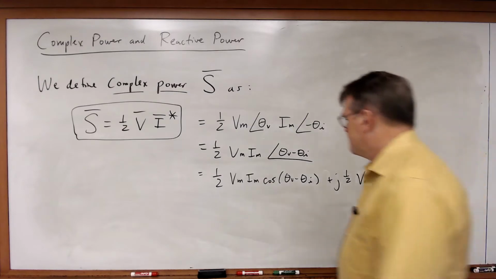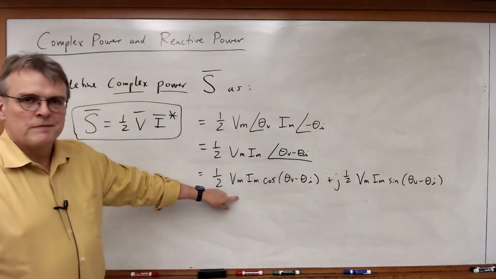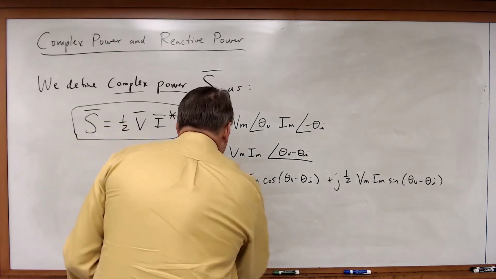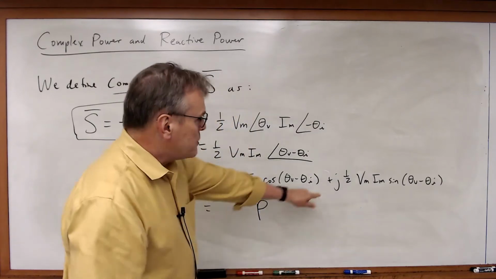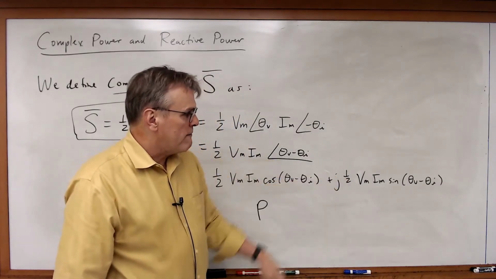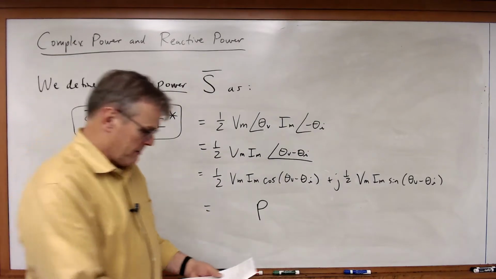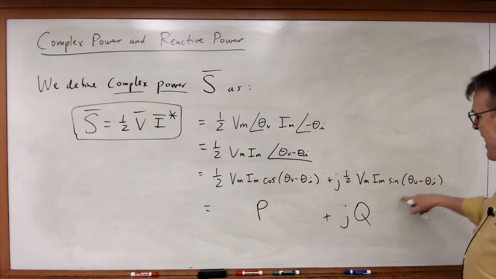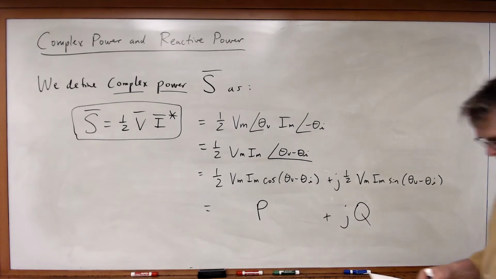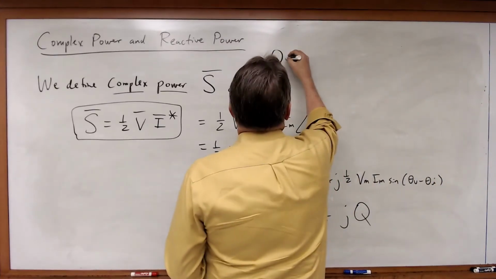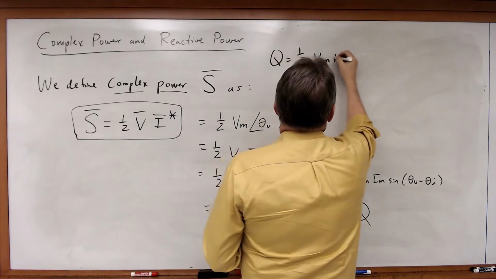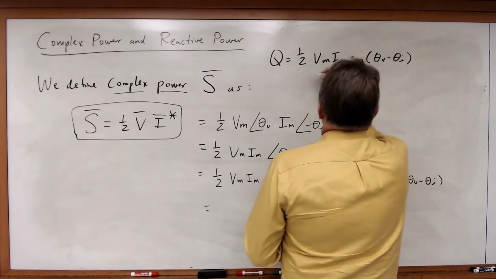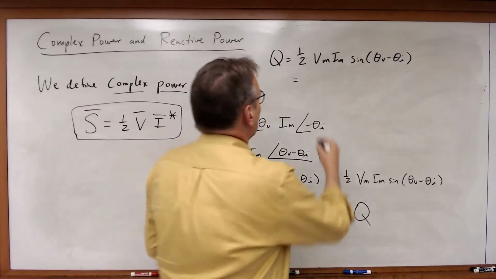Now if we look at this, we recognize that first term. This is P, the average or real power. But I've also got this term over here, j times 1/2 Vm Im sine of theta sub V minus theta sub I. I'm going to define this term as Q. Q is equal to 1/2 Vm Im times sine of theta sub V minus theta sub I, and we call that the reactive power.